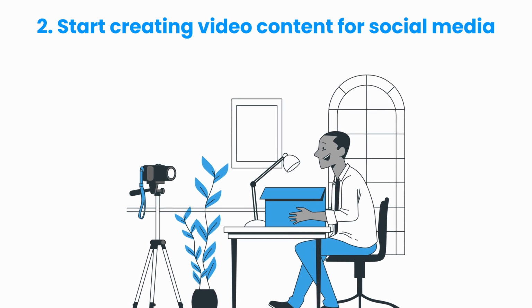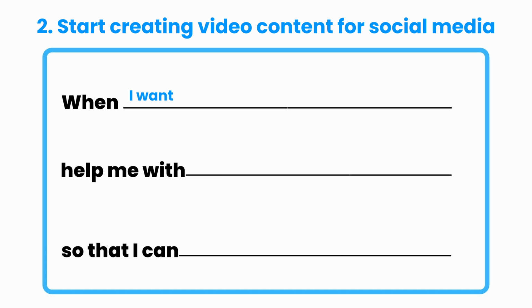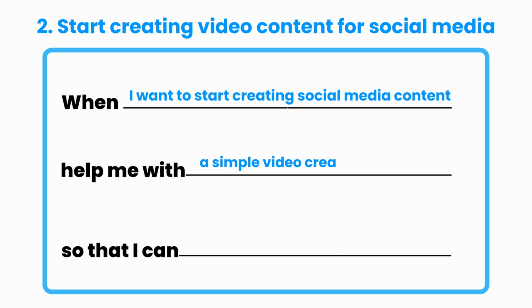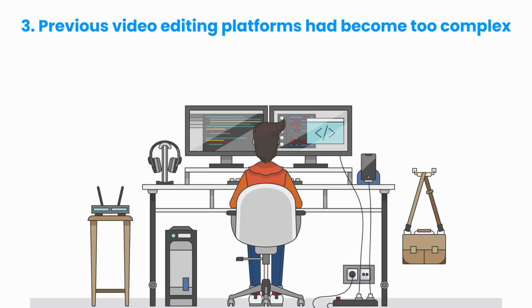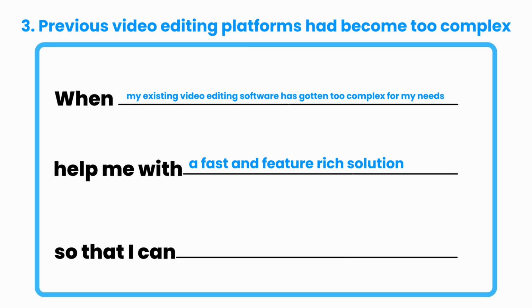I have slightly rephrased the requirement in this section because feature rich in the 2 categories meant different things. In the second category, where people wanted to start creating video content for social media, the statement will be, when I want to start creating social media content, help me with a simple video creation tool so that I can reach my target audience. In the final struggle, where the previous video editing platform had gone too complex, the statement will be, when my existing video editing software has gotten too complex for my needs, help me with a less time consuming and feature rich solution so that I can continue creating content.